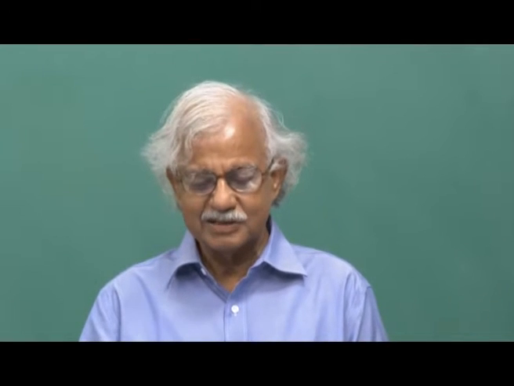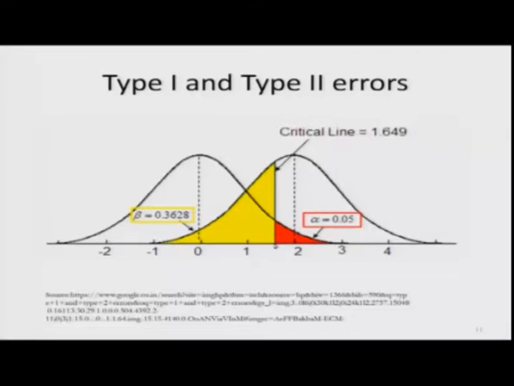Our decision rests on this point. If our value of the test is on the left hand side of this point, we accept the null hypothesis. On the right hand side, we reject the null hypothesis. This area which falls under the distribution with the null hypothesis is one type of error, and this area which falls under the distribution under the alternative hypothesis, so here we accept the null hypothesis, but the null hypothesis may not be true, the alternative hypothesis may be true, that is beta or type 2 error.